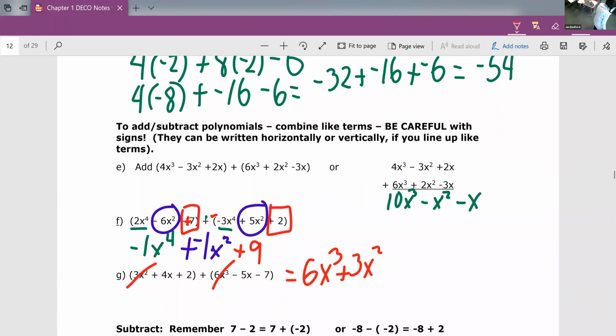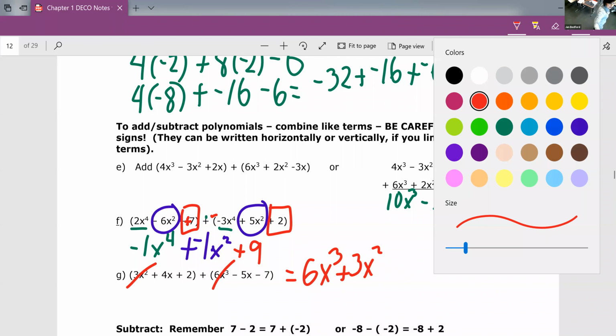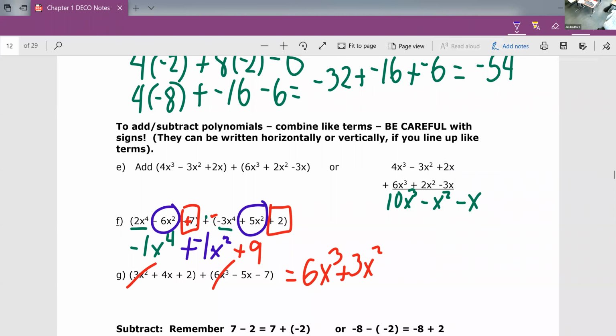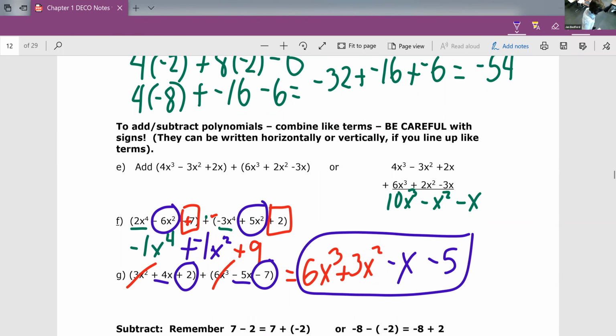Now I do have x's in both of these places. So if I go back and I underline my x's, when those go together, it's what? Negative x. And then I have a plus 2 and a minus 7. When those go together, I get. All right, good job. You guys seem to be on top of this. That's awesome.